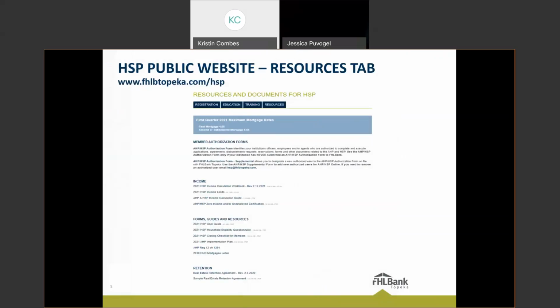The Resources tab is where you will find all of the forms and documents for HSP. It's a good idea to save this tab as a favorite on your computer. You'll need to visit it often to obtain income calculation workbooks and real estate retention agreements for each household.